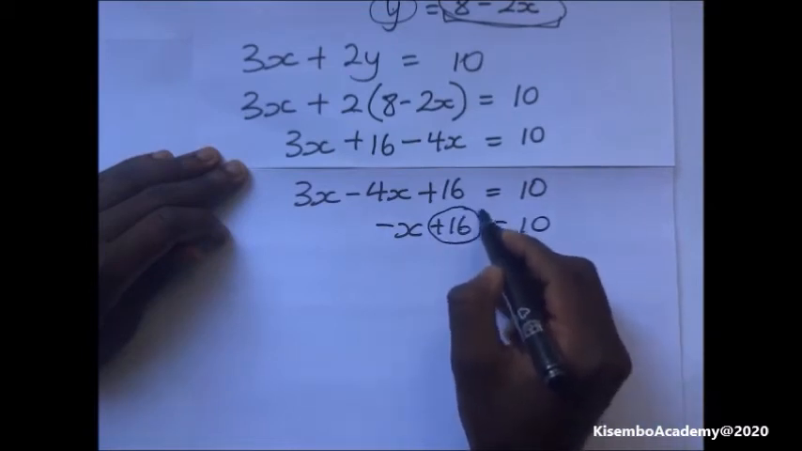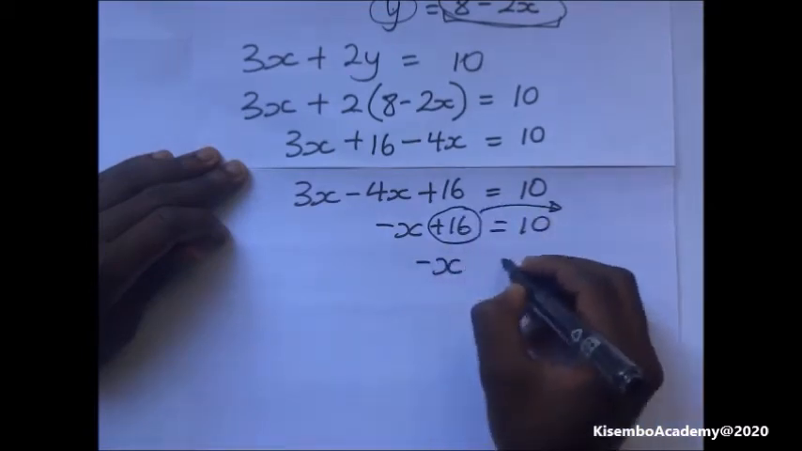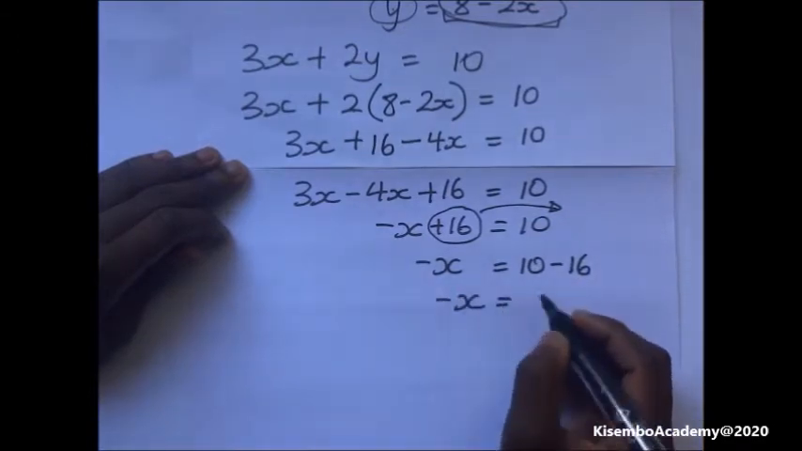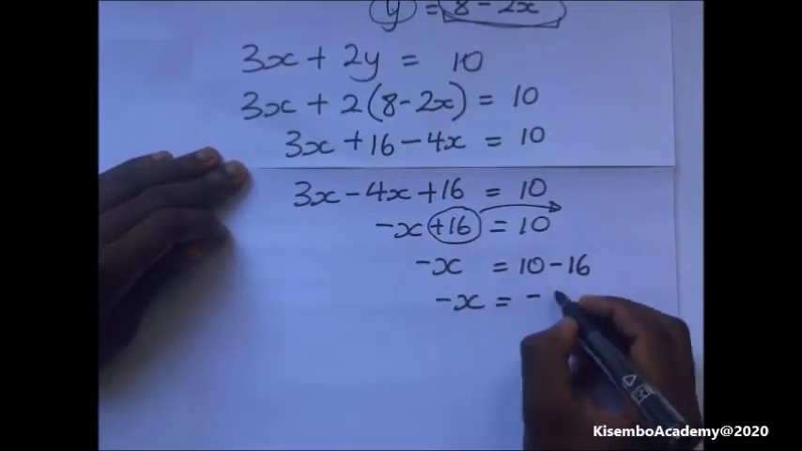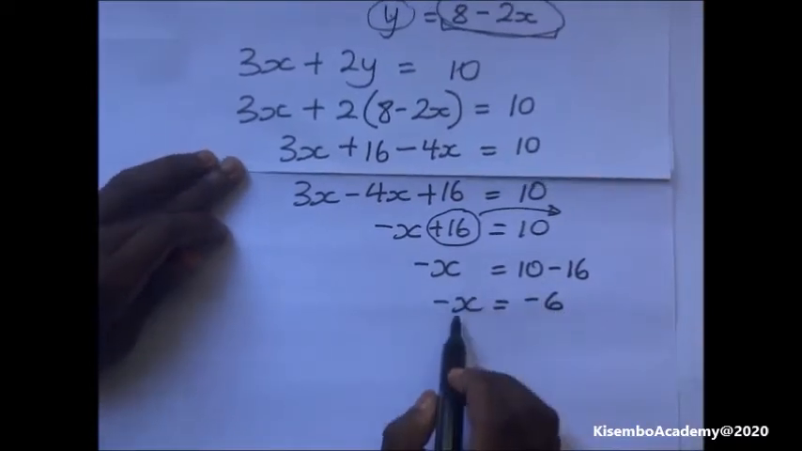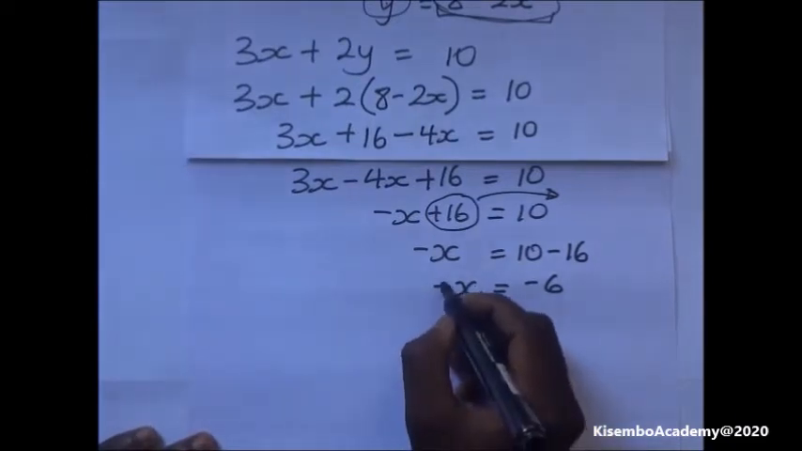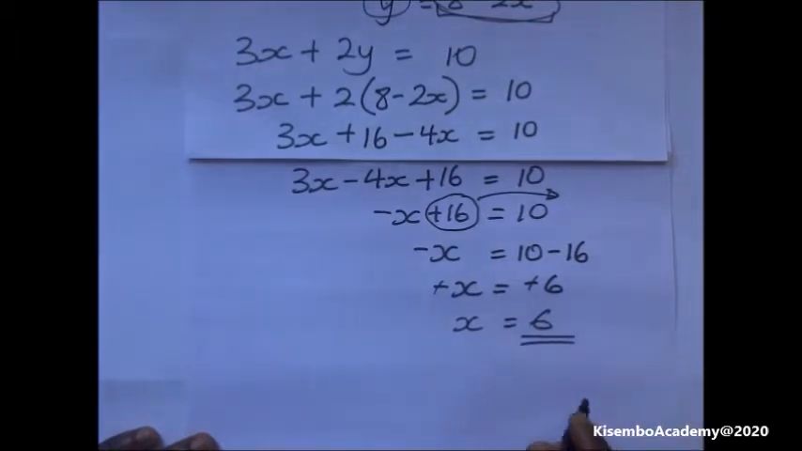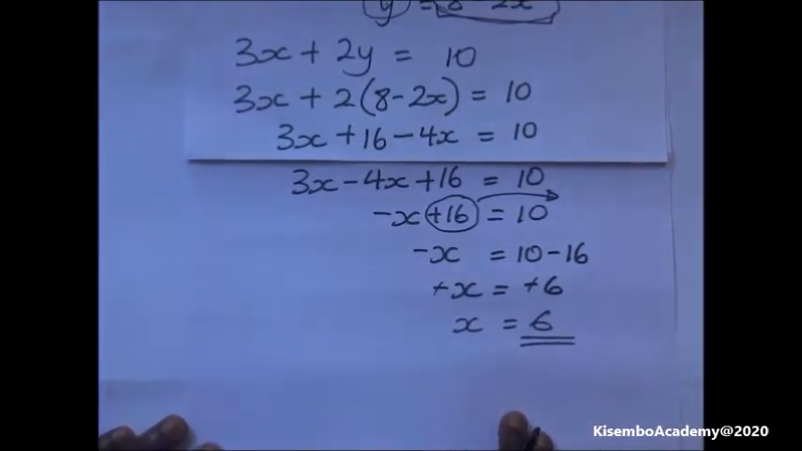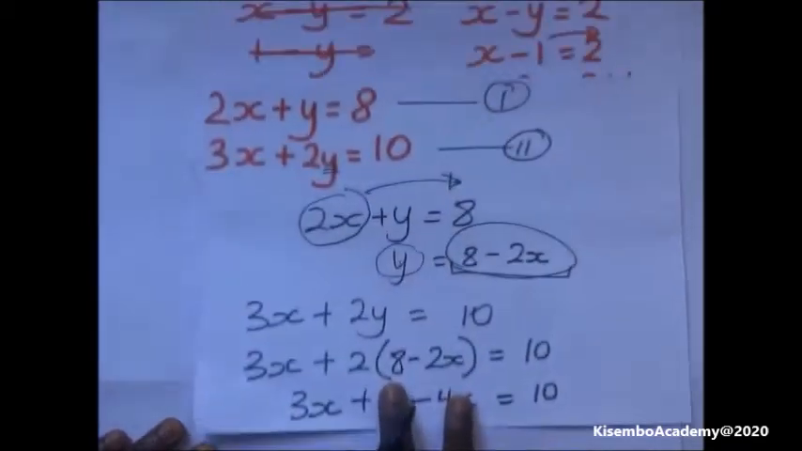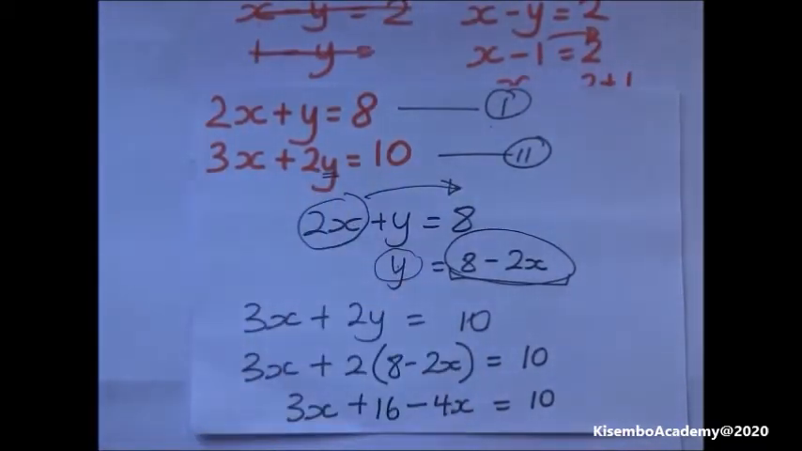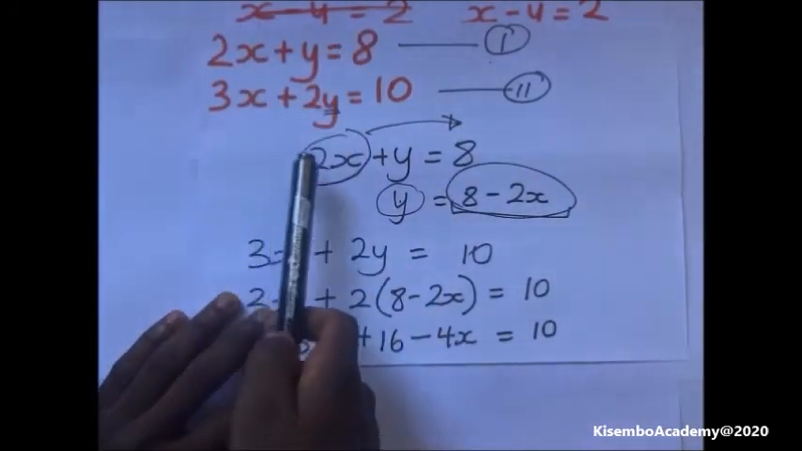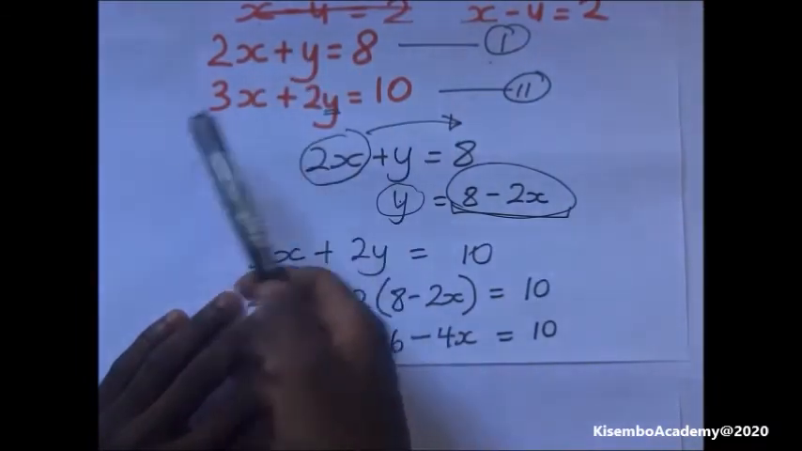When we transfer this 16 to go that side, it becomes negative x is equal to 10 minus 16. Negative x therefore becomes 10 minus 16, which is negative 6. And of course, when we multiply both sides by negative 1 to eliminate this negative, we get our value of x as 6. That will be the value of x. So after getting the value of x, we can now go ahead and find the value of y. How do we get the value of y? We shall take this value of x that we have gotten and just substitute it in any of these equations. You substitute it in any equation you choose and you get the value of y.